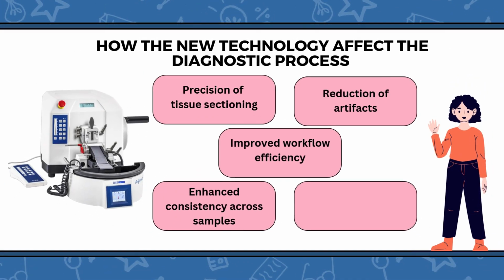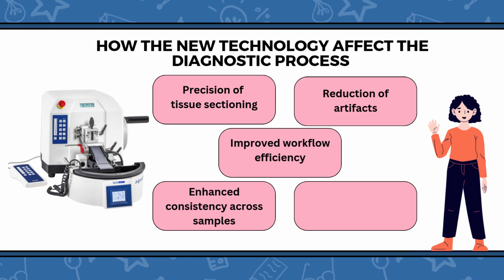Next, enhanced consistency across samples. Achieving uniform tissue sectioning is vital for comparing different samples, especially in longitudinal studies or cancer staging. In cases where a patient's condition is being monitored over time or when comparing biopsies from different anatomical sites, consistency in sectioning ensures that the analysis remains reliable.